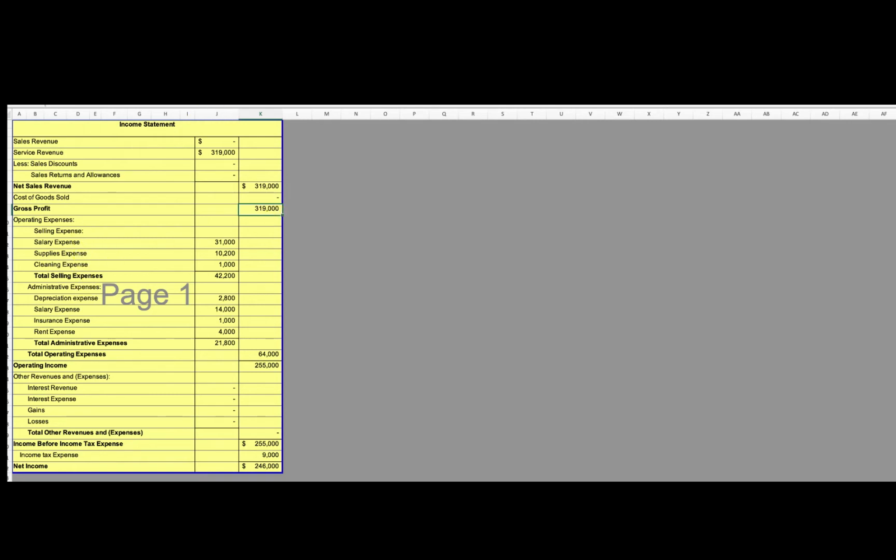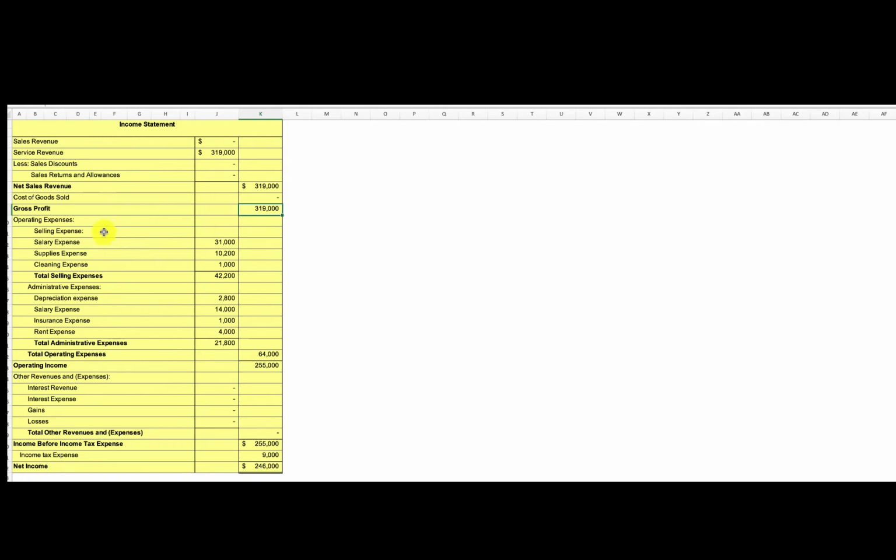We look at the total. Let me change the view here. We look at the total selling expenses. Selling here is the name of the category. Administrative expenses is the name of the category. You're going to do salary expense, supplies expense, cleaning expense, and then depreciation expense, salary expense, insurance expense, and rent expense. Right? You're going to put those in, add those in. So here we have selling expense: salary, supplies, and cleaning.